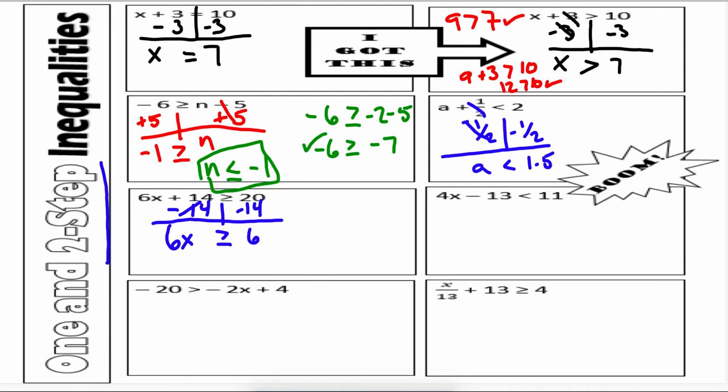Next step, we need to get rid of the 6, the coefficient. This is multiplication, so we're going to divide by 6. We cancel out our 6's. We're left with x is greater than or equal to 6 divided by 6, which is 1. And that's it. You are done. Again, if you can solve equations, you can solve inequalities. Let's try another one.